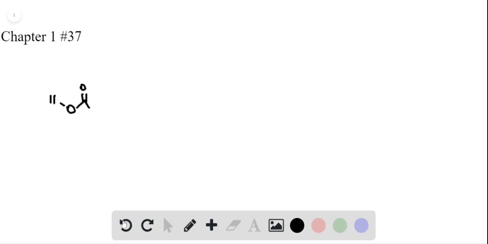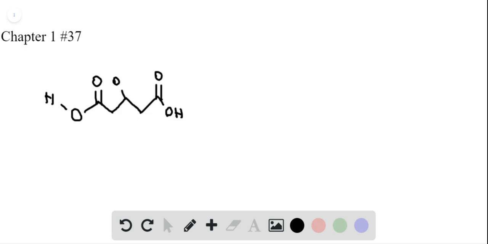So I'm going to start over and make this a little bit bigger. There's no need to go so small. It will be easier to see and easier to draw well if I make it bigger. Okay, so there's the backbone, and we just have OH and another OH. Okay, so here's a skeletal structure.